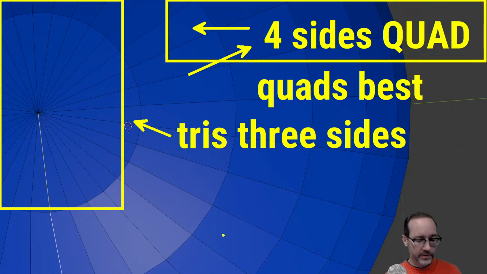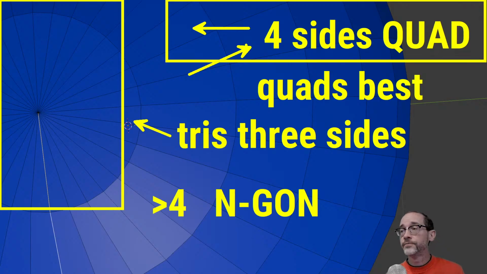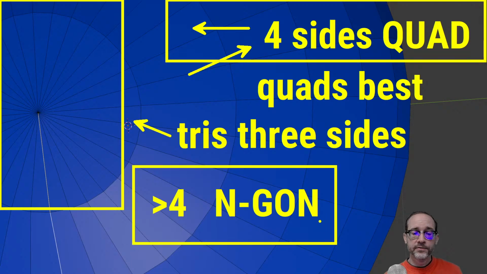And then the other thing to take into account here, if we have more than 4 sides, this is referred to as an n-gon, right? So we don't get quints or whatever it would be after that. Everything beyond 4 is labeled an n-gon, okay? And these we're going to be avoiding here at the beginning and discussing them later on in more detail.